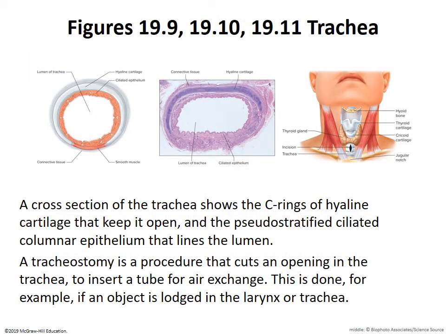You can see again, this is the smooth muscle on the back here. And this part here is the cartilage, hyaline cartilage, a little ring. A cross-section of the trachea shows the C rings of the hyaline cartilage that keep it open. The pseudostratified columnar epithelium, which has cilia on it, lines the lumen. And that helps the goblet cells produce mucus. The cilia help sweep things away.